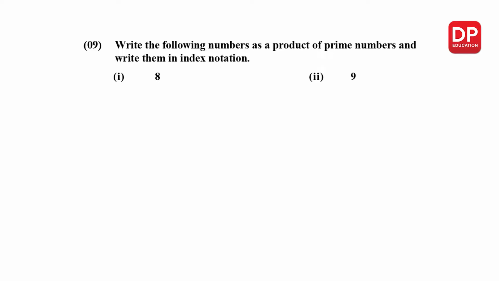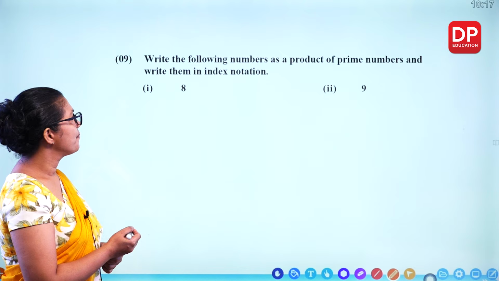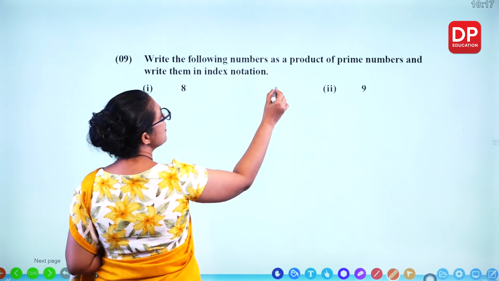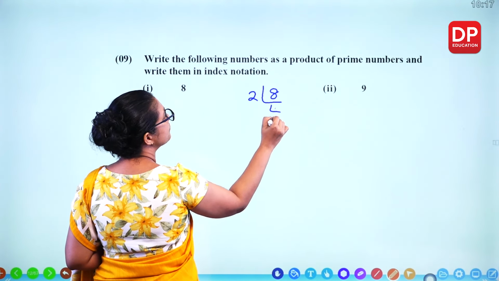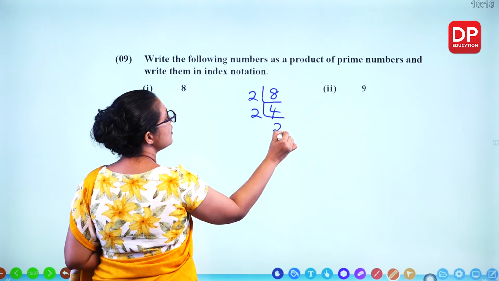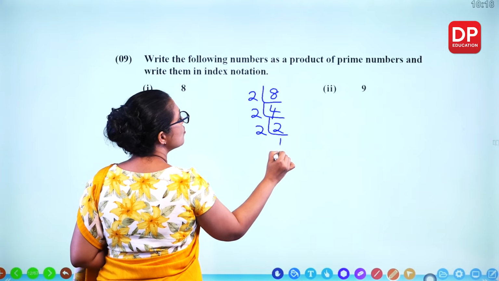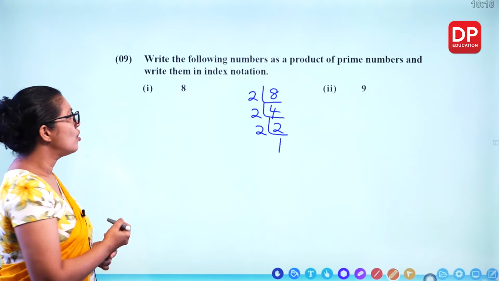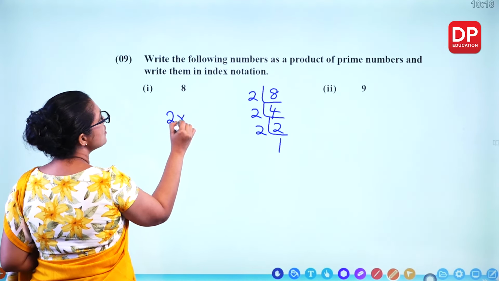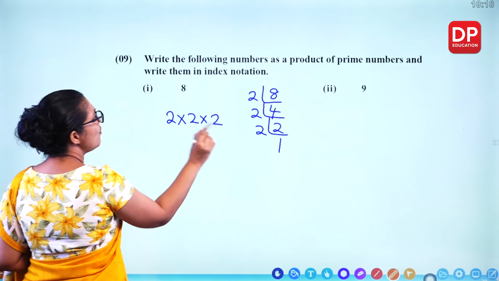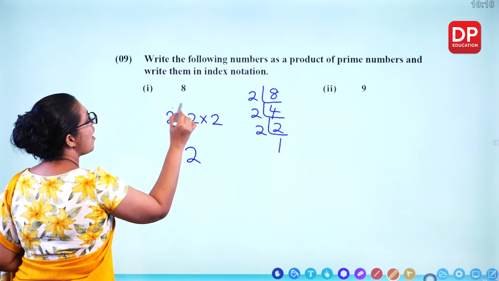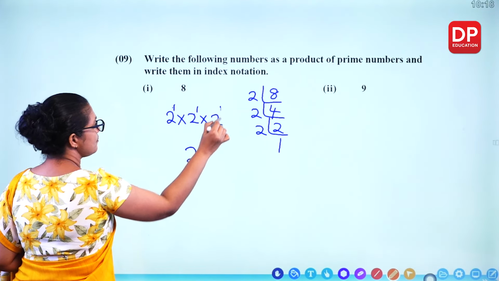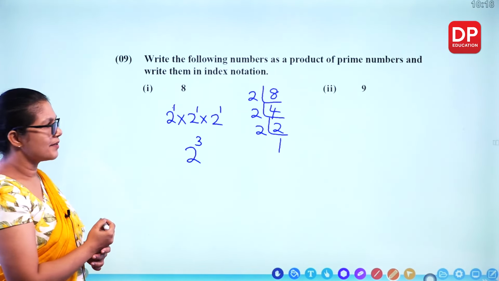Write the following numbers as a product of prime numbers and write them in index notation. So we need to find out what are the prime factors. Take 8, divide by 2, you get 4. Divide by 2 again, you get 2. Divide by 2 again, you get 1. So 8 you can write 2 times 2 times 2. Now you can write this in index notation. How many 2's are there? 1, 2, 3. So 2 to the power 3.